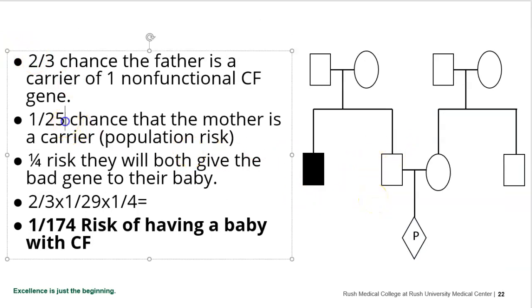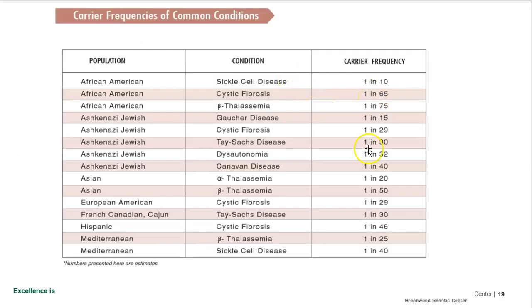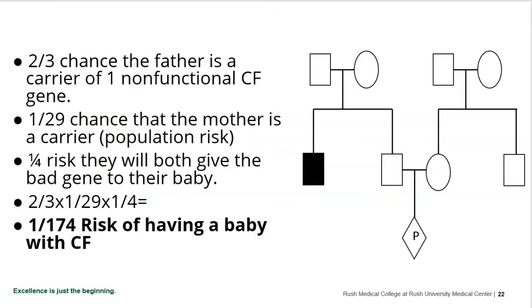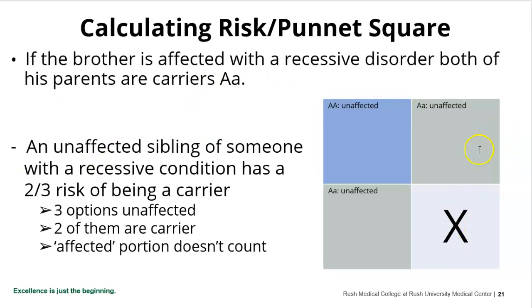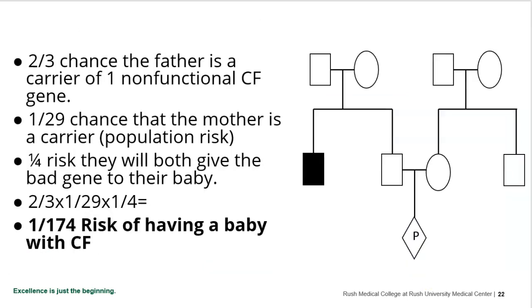The chance that the mother is a carrier, using that graph from before, is 1 in 29, which is population risk. What's the chance that they both give the bad allele? Let's go back to our Punnett square. There's 4 possibilities. There's 1 in 4 chance that they both give the non-functional copy. So 2/3 that dad's a carrier times 1 in 29, population risk for mom. No family history, but she's Caucasian, 1 in 29.